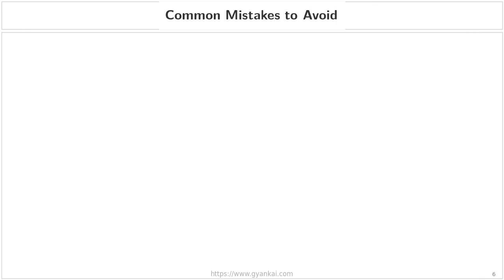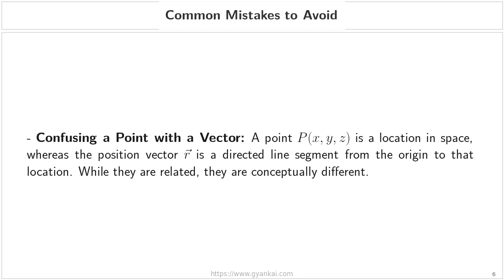Common mistakes to avoid. First, please be careful not to confuse a point with a vector. This is a subtle but vital distinction. A point, let's call it P with coordinates x, y, and z, is simply a fixed location in space. It's a destination. However, the position vector, which we denote as r, is not just the destination. It is the directed line segment that starts at the origin and travels to that location. While they are closely linked, remember that one is a location and the other is a movement or a displacement.